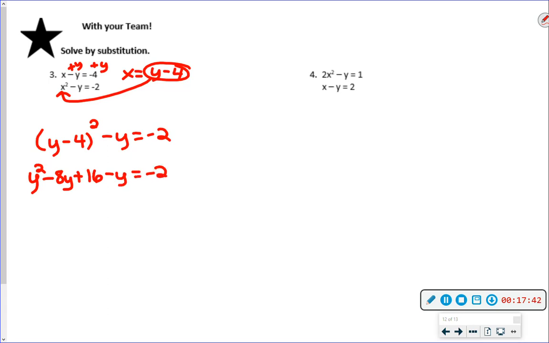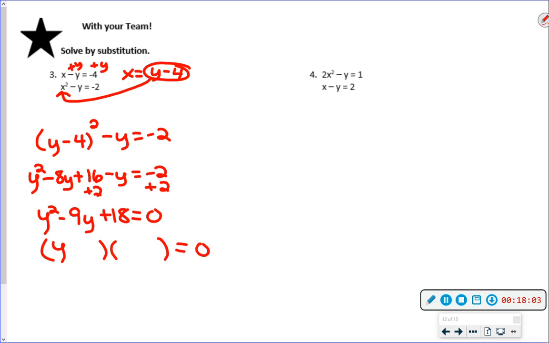Same deal, I'm going to set it equal to 0, and we're going to combine any like terms. So I'm going to have minus 8 minus 1, let's combine it, minus 9. That's what I meant to write, there we go. And then I have 16 plus 2. Factor it out. Multiply to 18, add to negative 9, negative 6, negative 3. So my answers for y are 6 and 3.